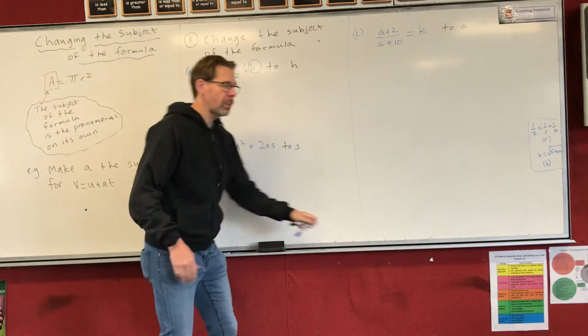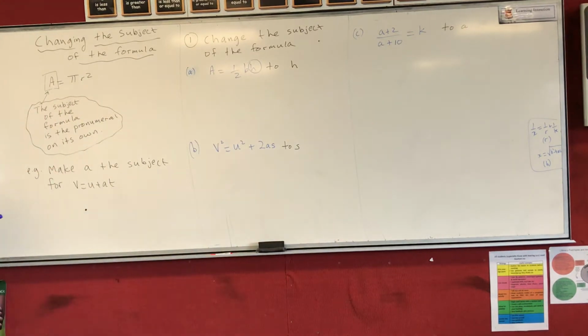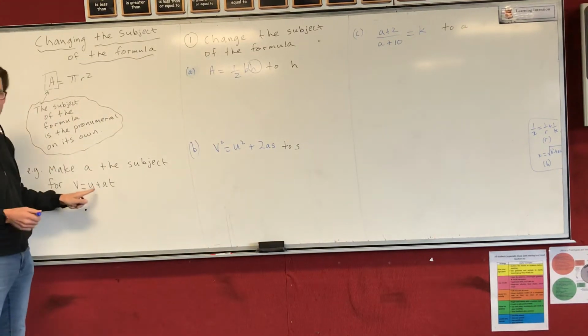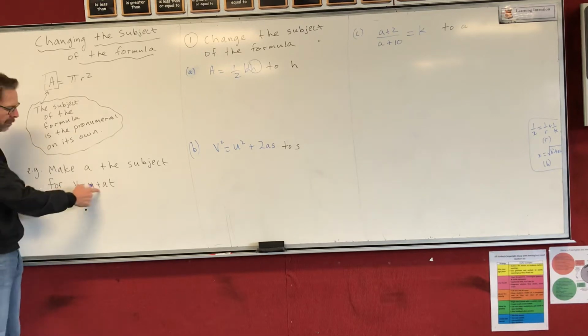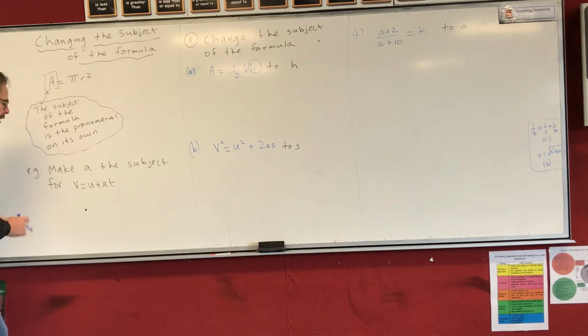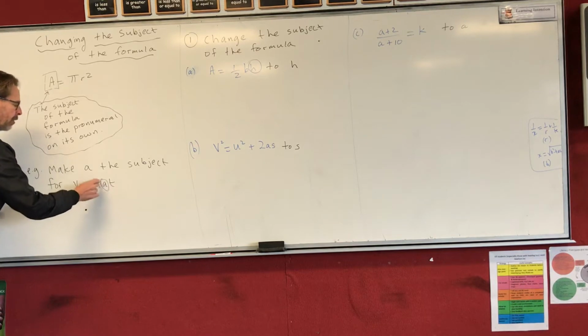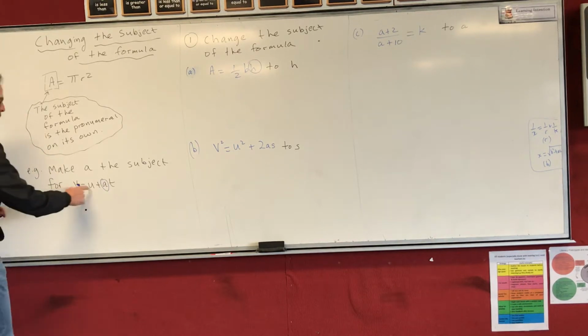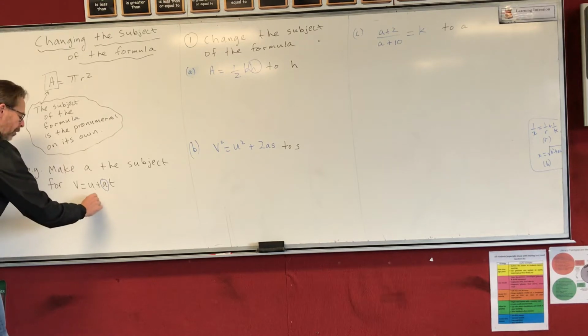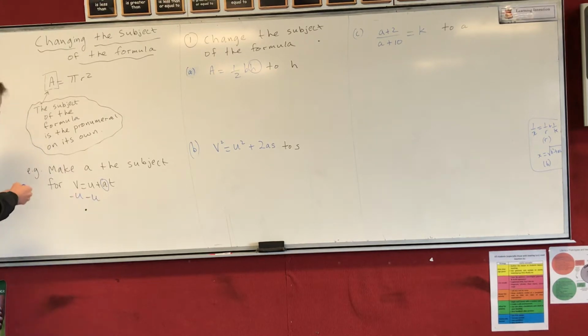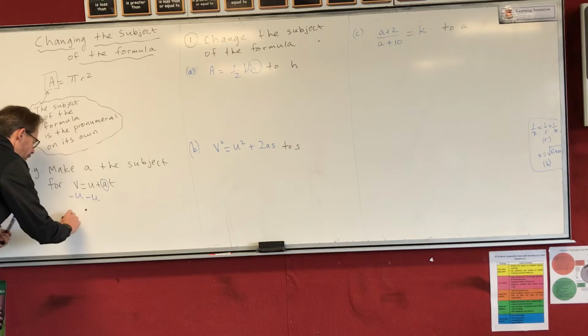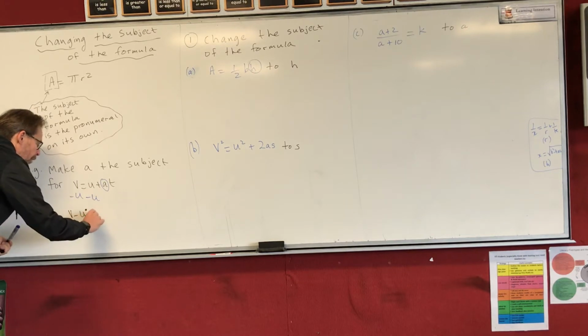So we've got to make A the subject for this formula, V equals U plus AT. This is actually a physics equation for velocity. So I'm going to make A the subject. So I'm going to get the A by itself. So the first thing I'm going to do is subtract U. I'm going to get rid of the U. That gets V minus U equals AT.